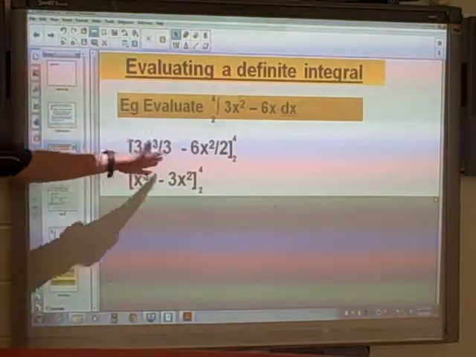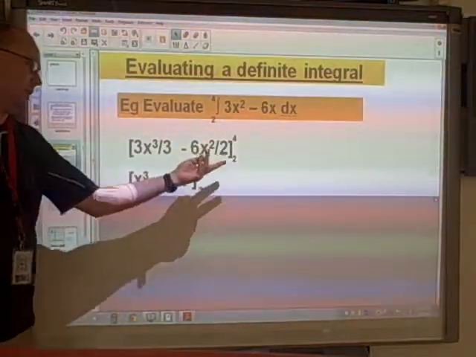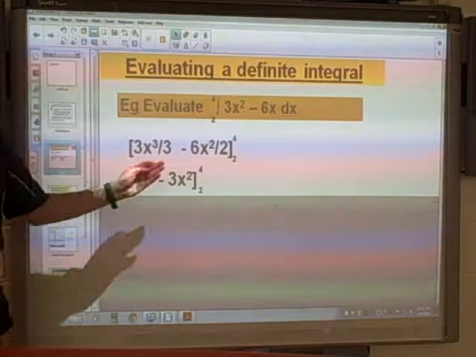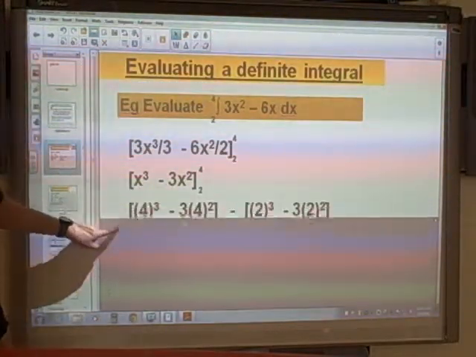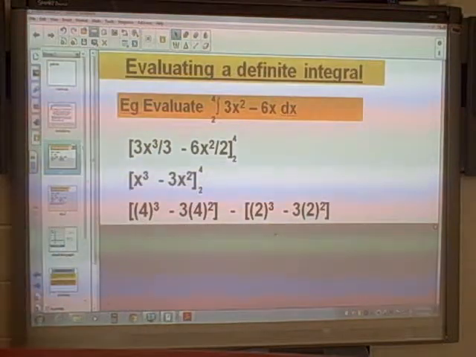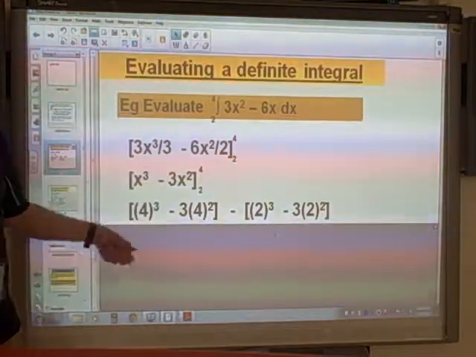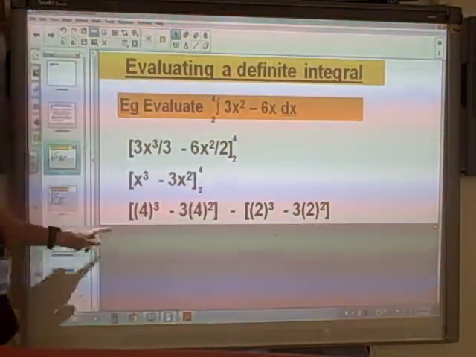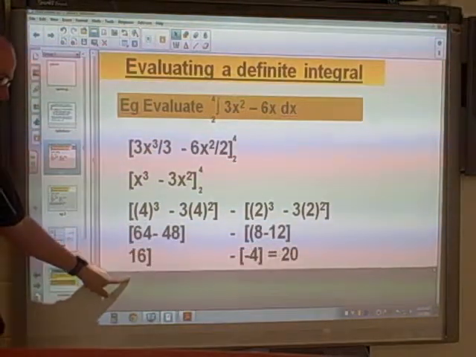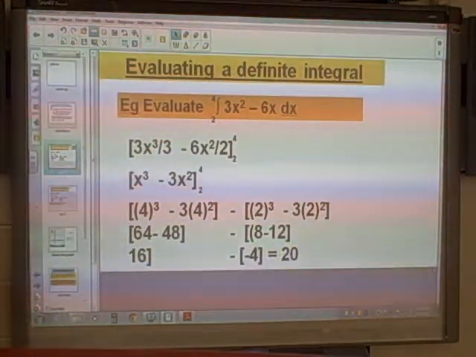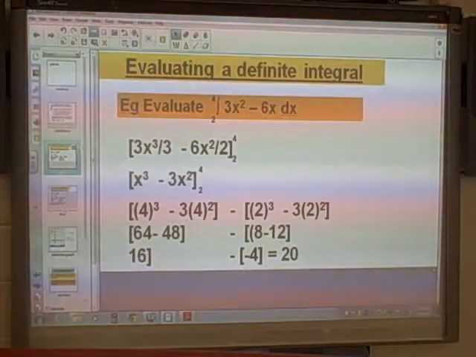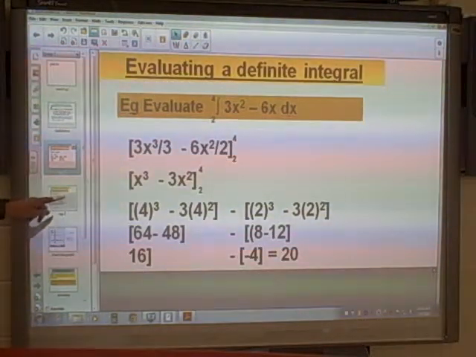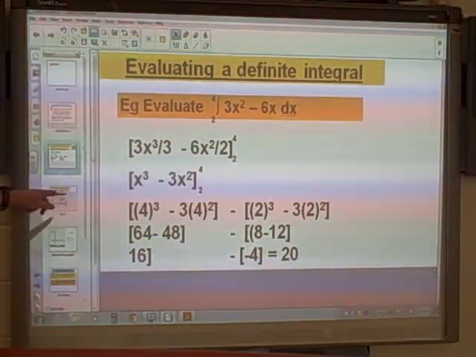Once we've done our integration and we have our limits, we plug the upper limit into this formula, then plug the lower limit into the same formula, and then we subtract our two answers. So just like this. Plug the 4 into this equation, plug 2 into this equation, and if you want to check the math, you should get 20. So that tells us the area under the graph between those 2 points is going to be 20.